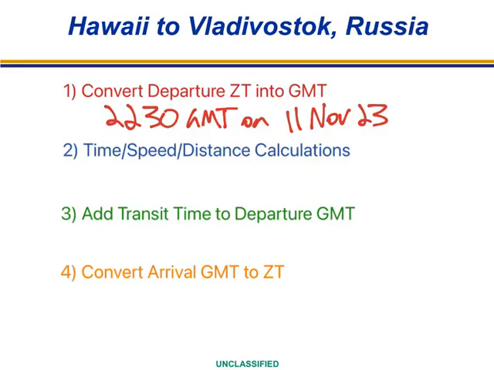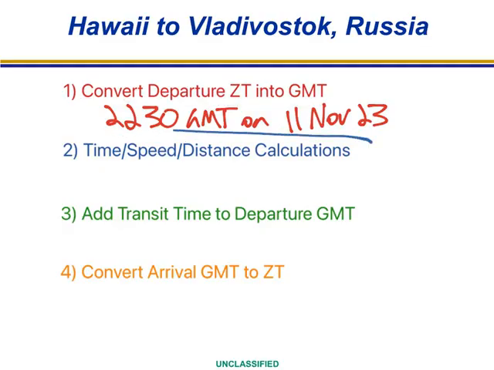Welcome back, SurfNav. This is still Walt, a SurfNav instructor, and we're going to continue on with our ETA problem from our outbox off the coast of Hawaii to Vladivostok. In our last video, we converted our departure zone time into GMT and found that we will leave our outbox at 22:30 GMT on 11 November 2023.